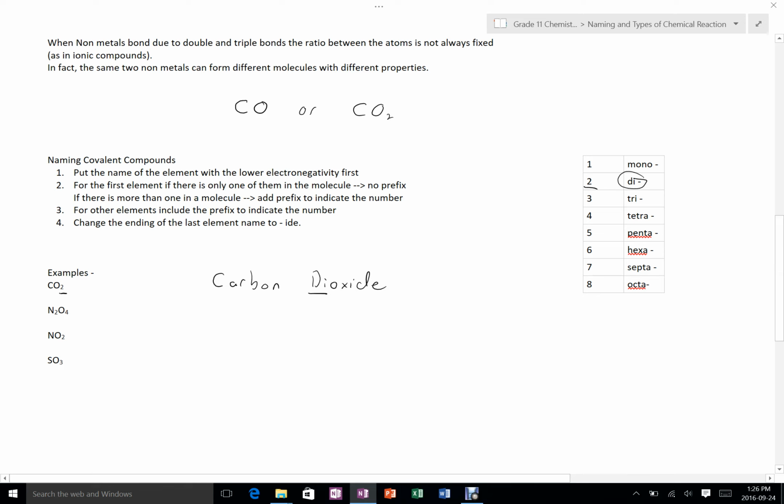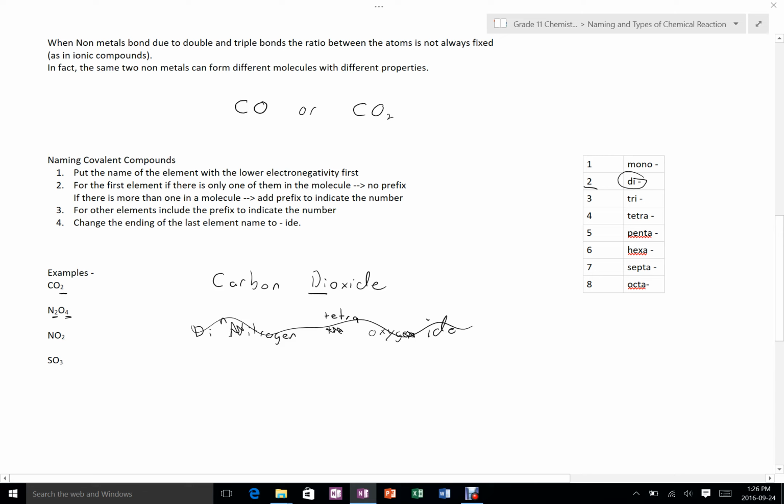Alternatively here, N2O4, so that's going to be nitrogen and oxygen. Because it's not a one on the first one, we have to include it, so we would call this dinitrogen. Oops, that should be in lowercase. Dinitrogen. Tetra for the 4. See, it's 4, so I go over here. 4. Tetra. Tetra oxide. Oops. Well, lots of mistakes in that one. Let's try that all again.